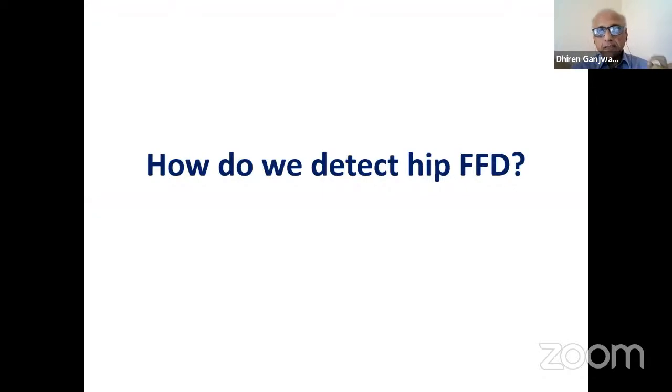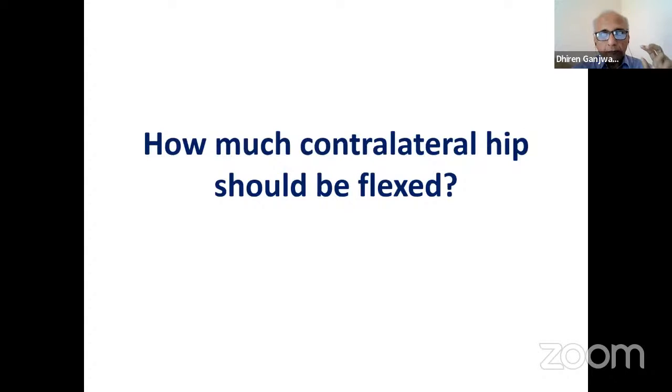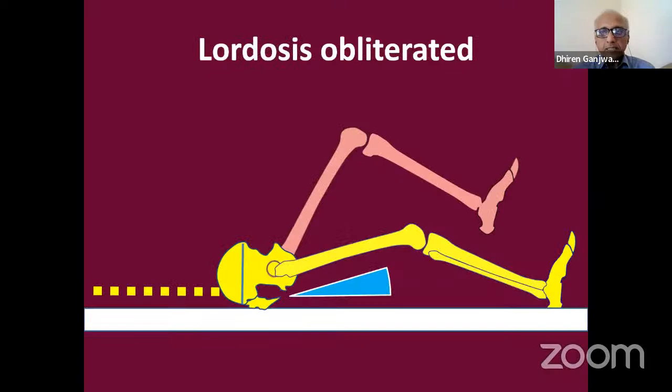How do we examine the hip flexion deformity? The most important point I want you to understand is how much the contralateral hip should be flexed. That is a very important question. As per the description for the Thomas test, we are looking from the right side. So yellow is the side which we are examining, and the left side, shown in pink, is on the opposite side.